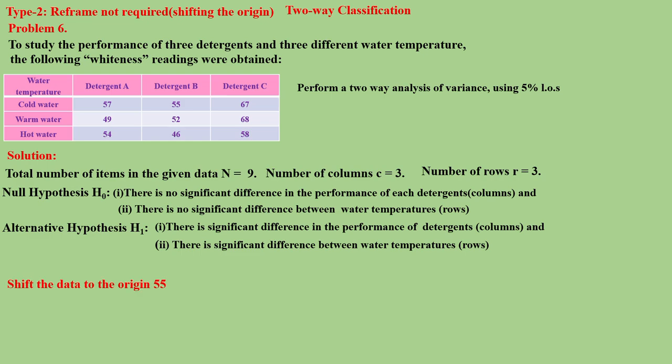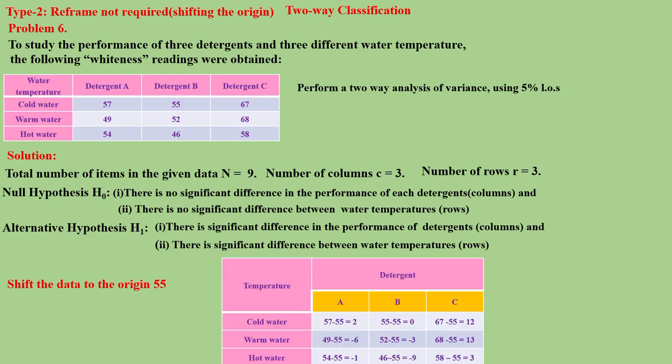So subtract 55 from each and every number in the given data. So you will get the new data, right? So first row, cold water: 57 minus 55 is 2, 55 minus 55 is 0, 67 minus 55 is 12. Like that you have to subtract 55 from each and every number. You will get the new numbers, and that is what we are going to use for the calculation of ANOVA.